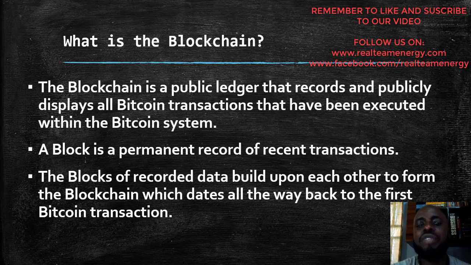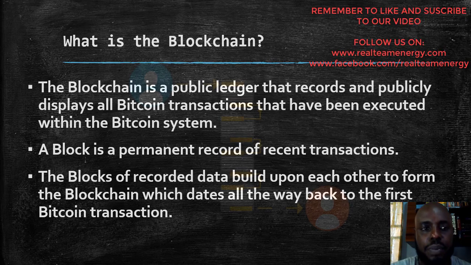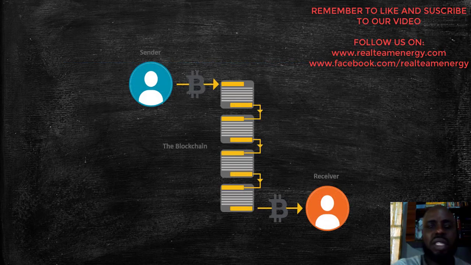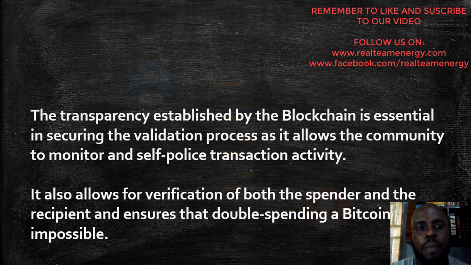The blocks of recorded data build upon each other to form the blockchain, which dates all the way back to the first Bitcoin transaction. Now, this is an example of a blockchain. This is a sender sending Bitcoin through the blockchain. These are the blocks, and this is the receiver receiving the Bitcoin. Okay, let's move on.